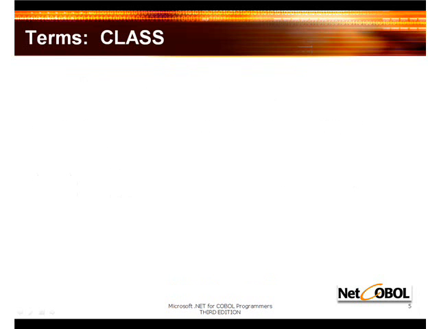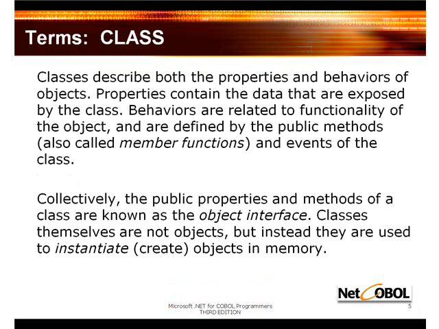Let's go ahead and cover a few terms. So let's start with class. Classes describe both the properties and behaviors of objects. Properties contain the data that are exposed by the class. Behaviors are related to functionality of an object and are defined by the public methods and events of a class. Collectively, the public properties and methods of a class are known as the object interface. Classes themselves are not objects, but instead they're used to instantiate or create objects in memory.